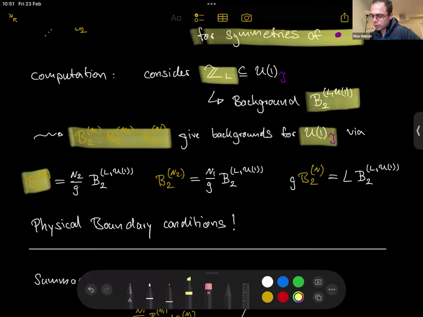So B2N1 can also be interpreted as a one-form symmetry background for the U1 with this coefficient, N2 over G. Right, and others as well. So N2, N1 over G, and if you do the arithmetic, it's exactly such that these are, the first one, for example, is valued in ZN1, and the coefficient is exactly such that the whole thing is also valued in ZN1. And so these equations make sense. This part of the boundary condition I'm going to refer to as physical boundary conditions.